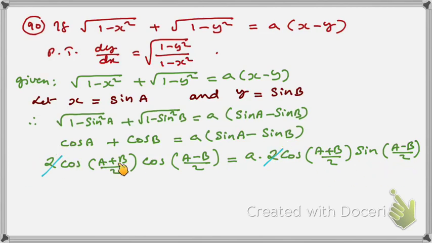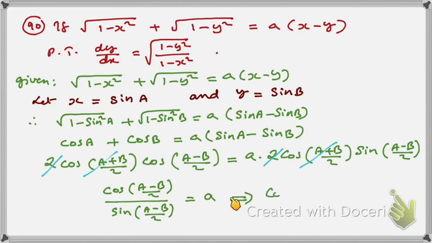So this 2 and 2 I can cancel from both sides. I can also cancel cos (a plus b) by 2 and cos (a plus b) by 2. So what is left is only cos of (a minus b) by 2 on the left side and a times sin of (a minus b) by 2 on the right side. What I am planning to do is bring this sin of (a minus b) by 2 down here. So it will look like cos of (a minus b) by 2 divided by sin of (a minus b) by 2, which is equal to a.